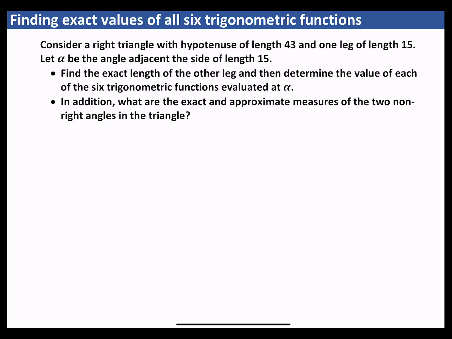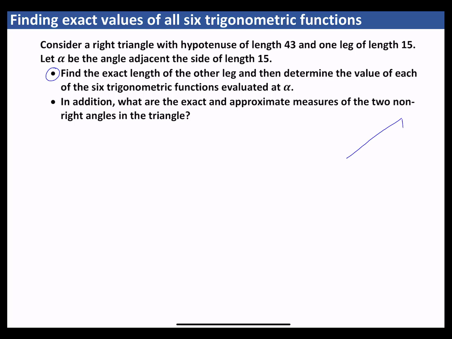Consider a right triangle with hypotenuse of length 43 and one leg of length 15. Let alpha be the angle adjacent the side of length 15. Find the exact length of the other leg and then determine the value of each of the six trigonometric functions evaluated at alpha. So we'll start with that first bullet point. Go ahead, take a minute, draw the triangle, and try to apply what you know about the six different trigonometric functions now to identify the exact values of all six.